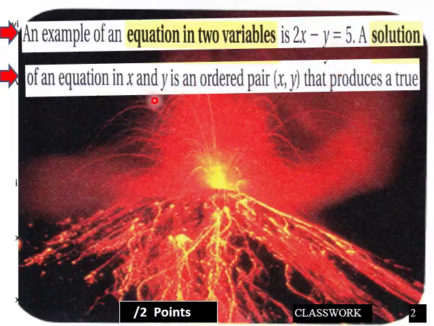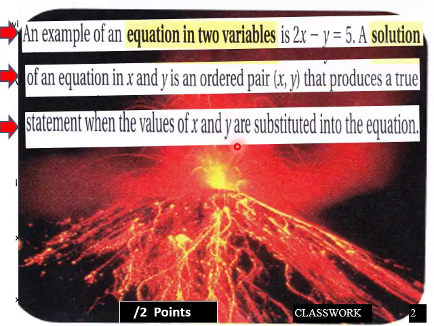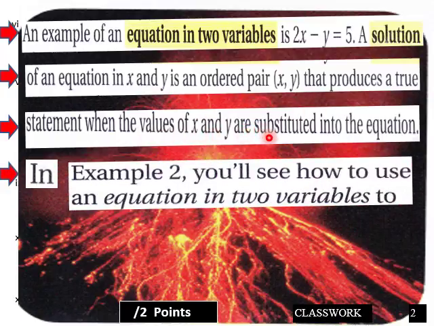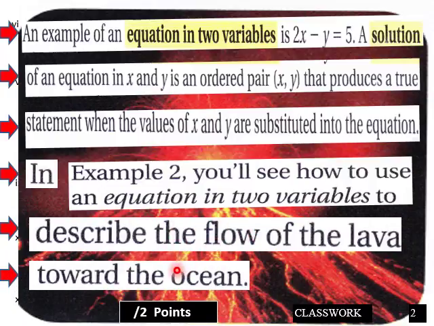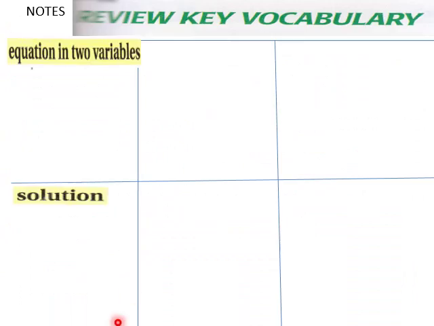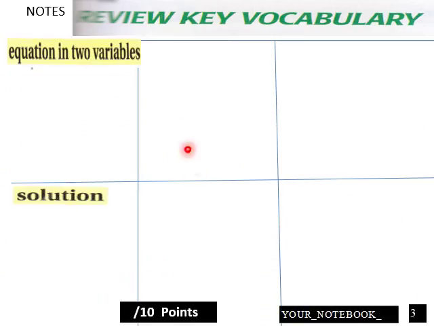A solution of an equation in x and y is an ordered pair. So it would be an ordered pair. It would be on a graph where you could plot your solution, that produces a true statement when the values of x and y are substituted into the equation. In example 2, you see how to use the equation in two variables to describe the flow of lava toward the ocean, of course. Okay, students, in your own words, define equation in two variables and solution.